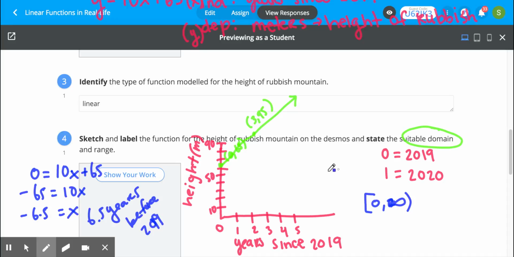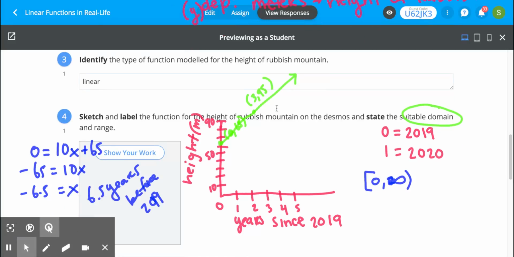I think as long as you can defend it, you're fine. Where you don't want it to go is, I'm not going to say that it's all real numbers, because the rubbish mountain isn't going underground. So you want it to be suitable, or reasonable. I'm not going to graph it on Desmos, but you guys can use that as a resource if you would like.